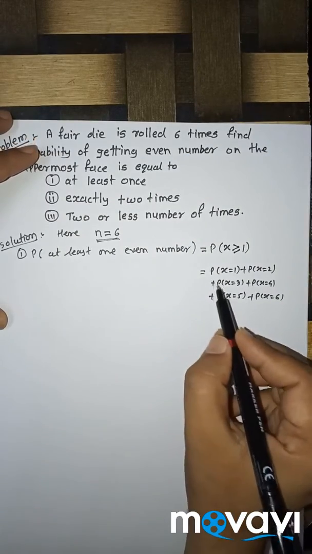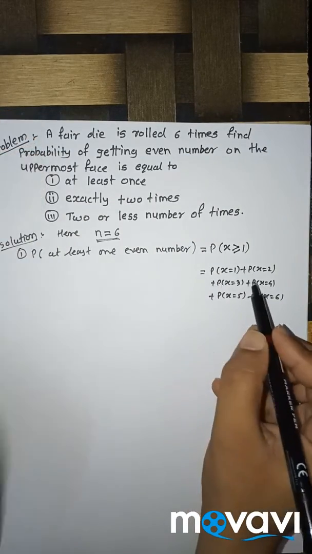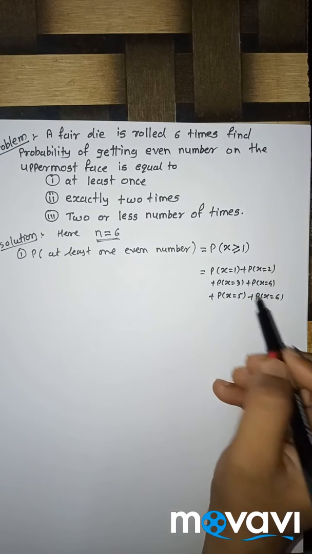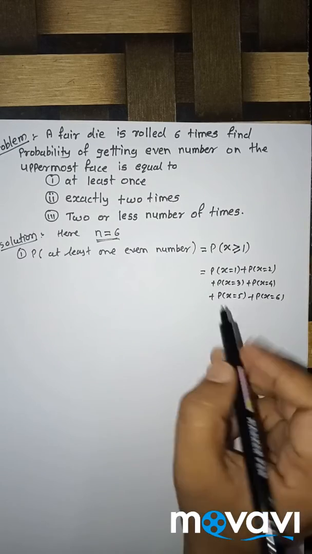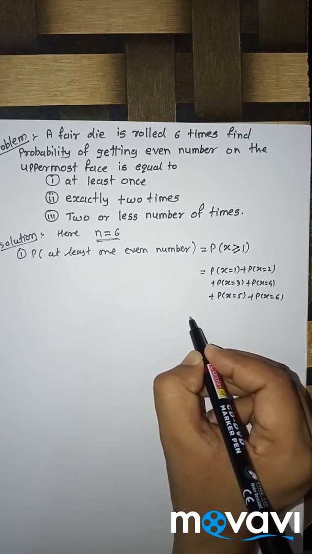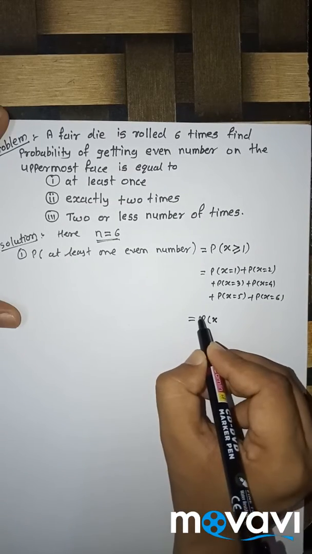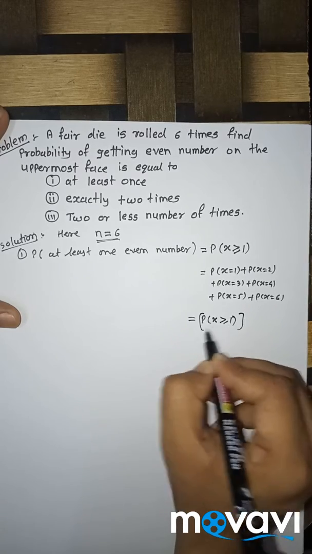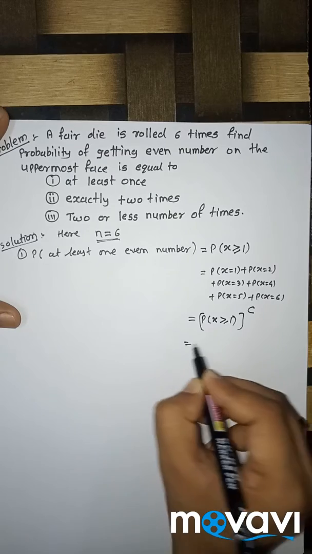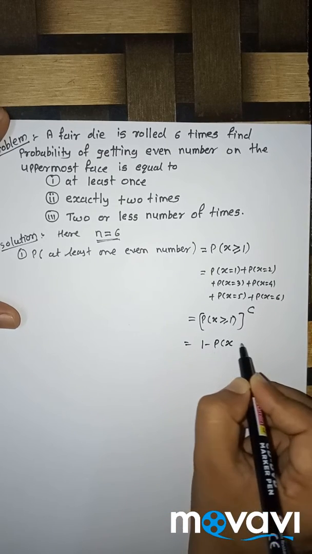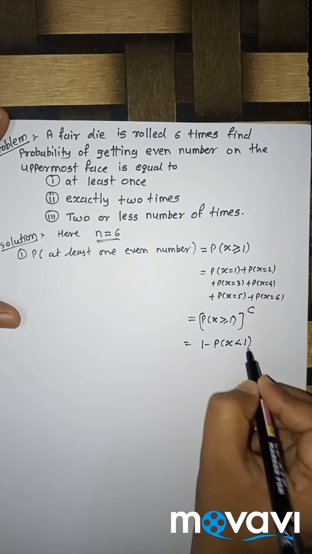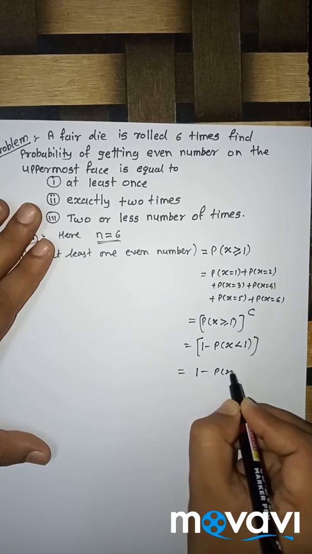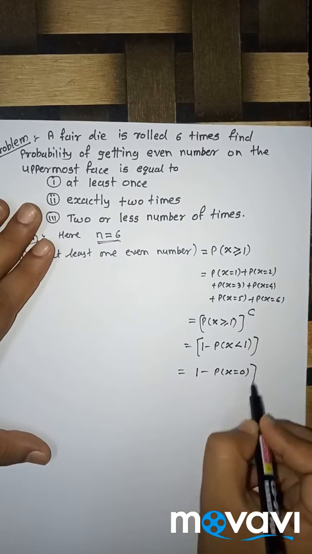But if we use this method, then we have to calculate the value of P of x equal to 1 up to P of x equal to 6. This is a very lengthy method. For this we use the complement of probability of x greater than or equal to 1. Its complement is 1 minus probability of x strictly less than 1. This is equal to 1 minus P of x equal to 0.